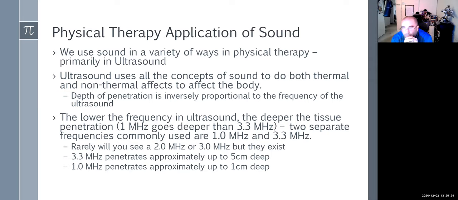Actually, reverse that. I've got to fix that. How did I mess that up? Good job, Mr. McKeever. Switch these. Right? So the 3.3 goes to a shallower area, the 1 megahertz goes deeper. I'll fix that before I post this lecture. So that's totally wrong. I apologize. I must not have paid attention to what I was typing. So I apologize. The 1 megahertz goes deeper. The 3 megahertz goes shallower.